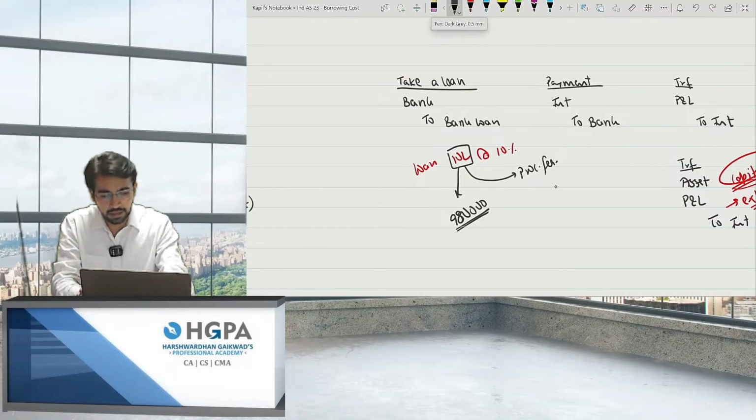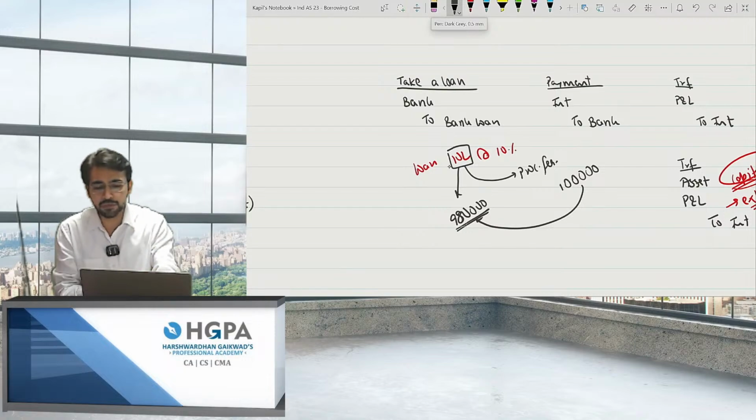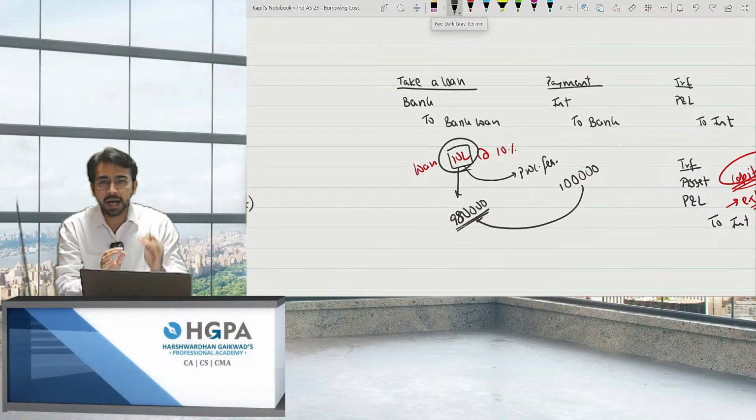That means I'm paying 1 lakh rupees of interest not on 10 lakh but on 9 lakh 80,000, which is what I got in my hand. But I have to pay interest on the face value of 10 lakh rupees. That means I'm paying higher interest. I did not get 10 lakh in my hand.